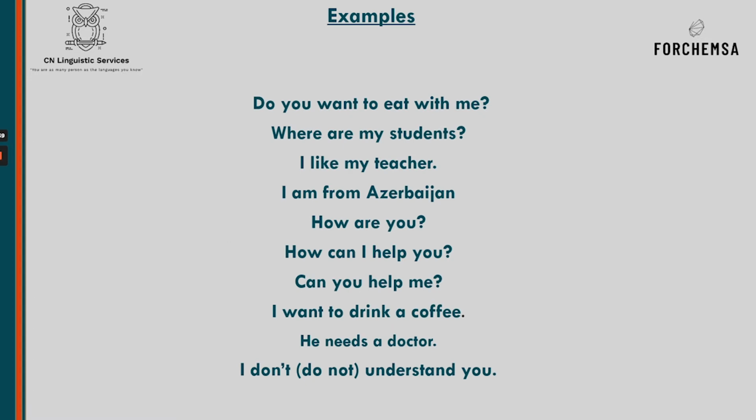Here are some examples where I used those words in order to construct simple sentences. Let's see what those sentences are. Do you want to eat with me? You're asking someone, do you want to eat with me? For example, you want to ask your foreign friends if he or she wants to eat with you. Do you want to eat with me? And all of the words that I'm using here are the words that I gave to you previously.